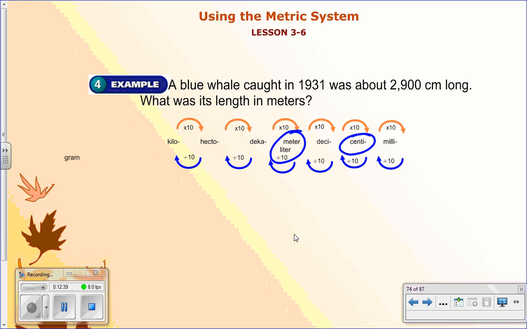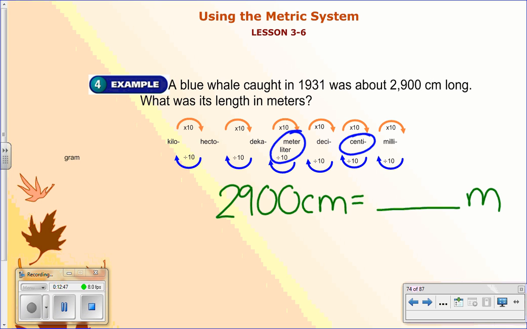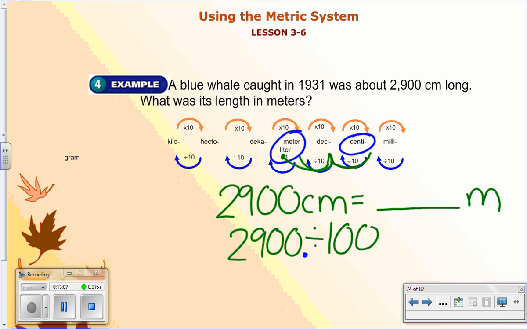All right, so let's check this one. The whale was 2,900 centimeters, and I want to know its length in meters. Well, to go from centimeters to meters, I have to make 1 hop, 2 hops over. So I'm going to divide by, well, 10 times 10 is 100. We go through 2 tens, so that's 100. So 2,900 divided by 100. Again, you just move the decimal over to the left twice. So 1, 2, because there are 2 zeros on that 100. And you get 29. So the whale in meters is 29 meters long.